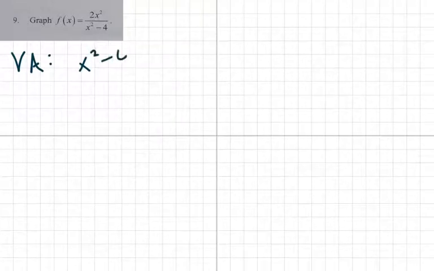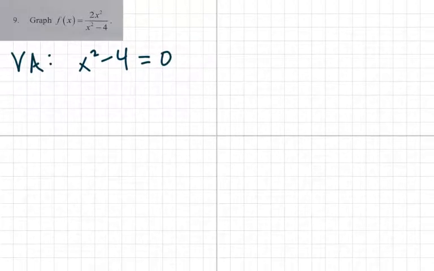Okay, so for this next example, we're going to do the same process. So we are going to follow the same process for our next problem. We are going to first look for vertical asymptotes. Remember, in order to do that, we take the denominator and we set it equal to 0.